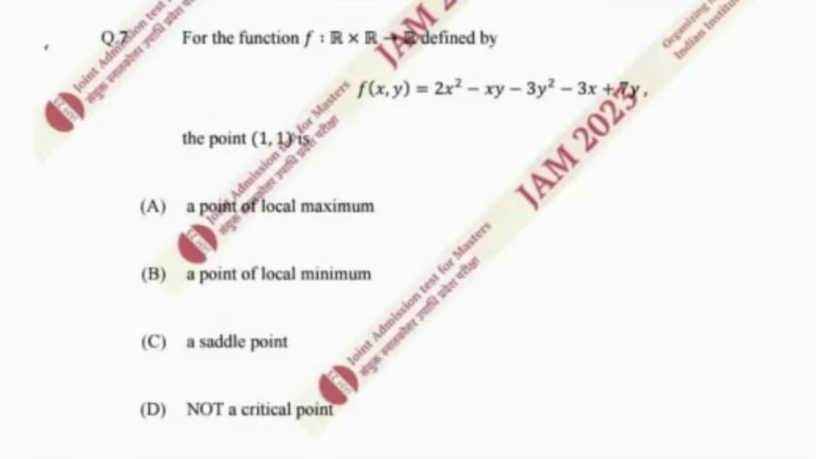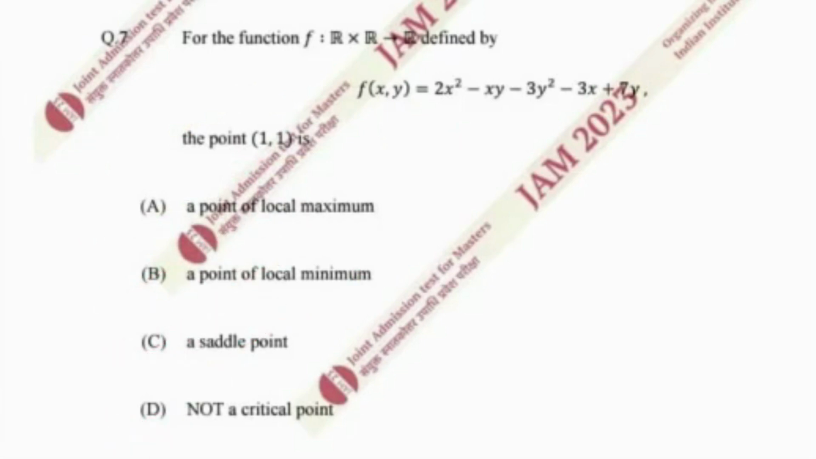Today we are going to solve problem 7 of IIT JAM MS 2020. Let us proceed with the question. Here it is given a function f from R cross R to R defined by f(x,y) = 2x² − xy − 3y² − 3x + 7y. Now we have to check whether the point (1,1) is a point of local maximum, a point of local minimum, a saddle point, or not a critical point.